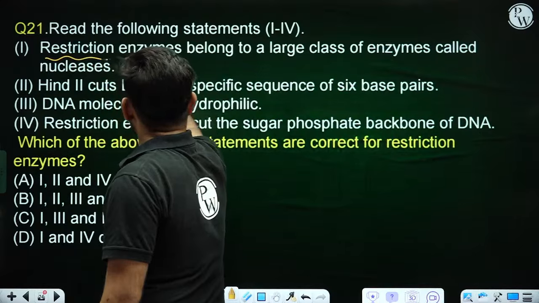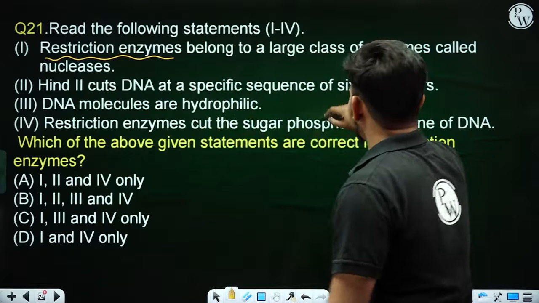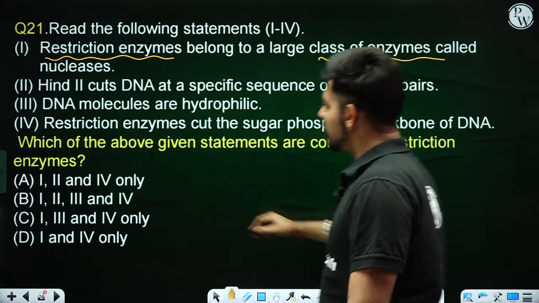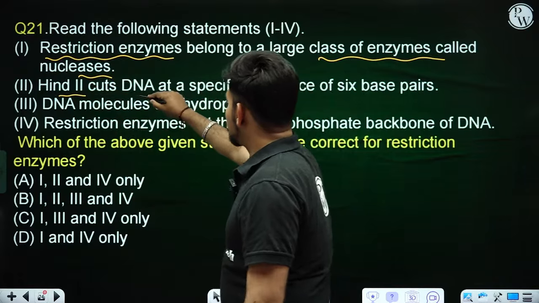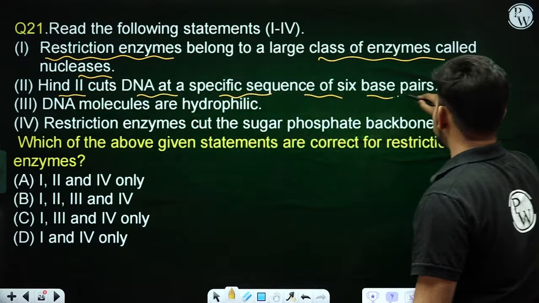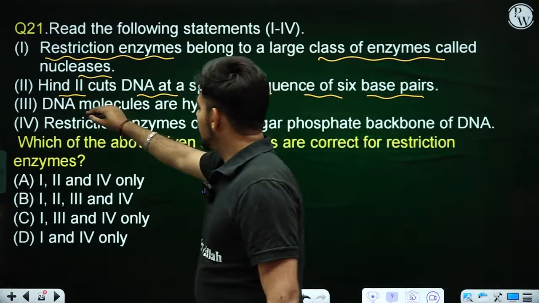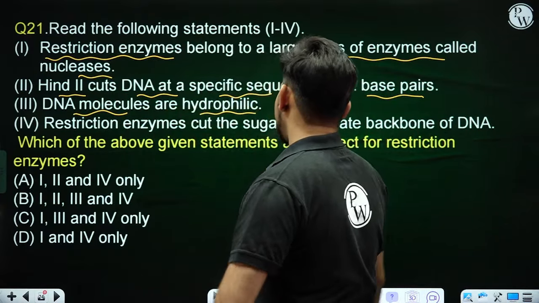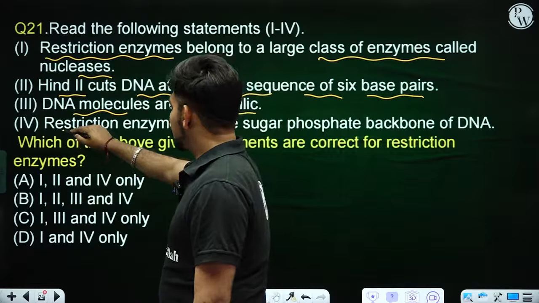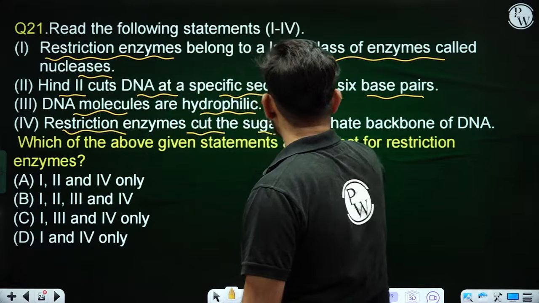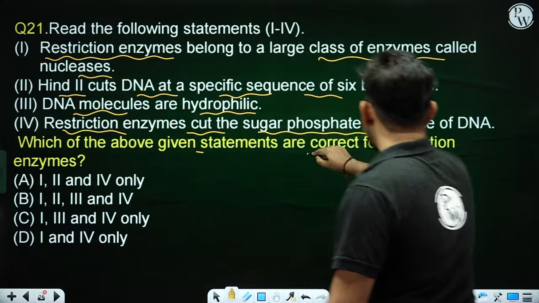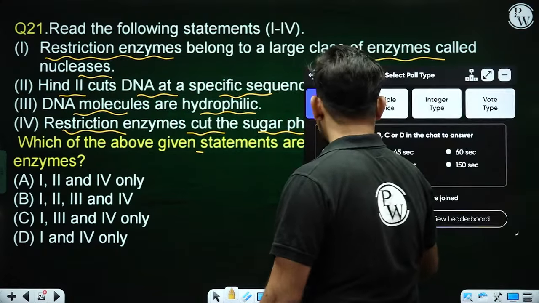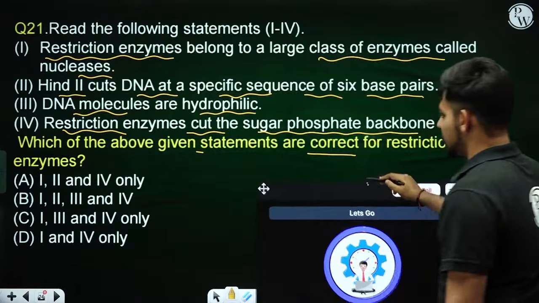Now the question is saying restriction enzymes belong to a large class of enzymes called nucleases. Option 2 is saying Hind II cuts DNA at a specific sequence of 6 base pairs. DNA molecules are hydrophilic in nature. Restriction enzymes cut the sugar phosphate backbone. Now, which of the above given statements are correct for the restriction enzymes? So, here we have to find the correct answer.